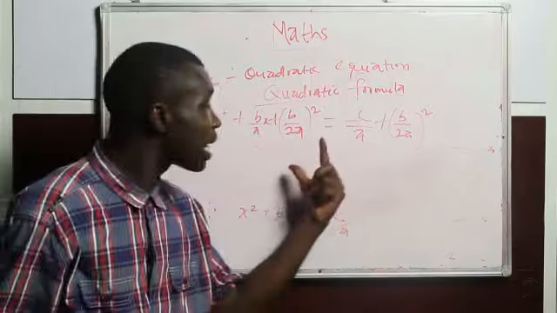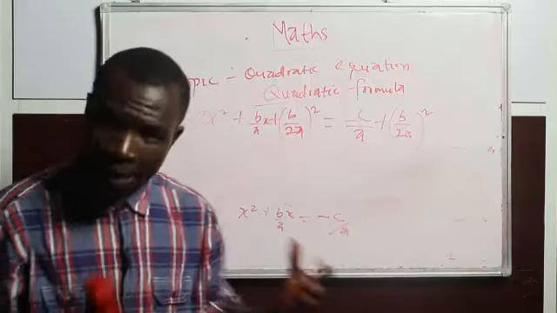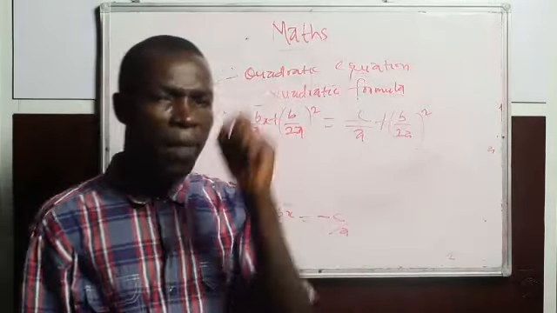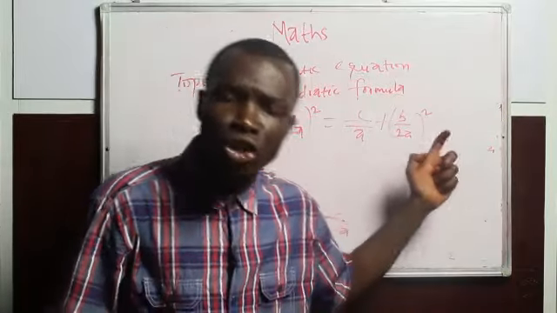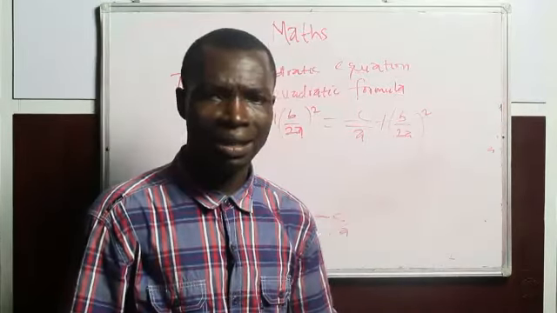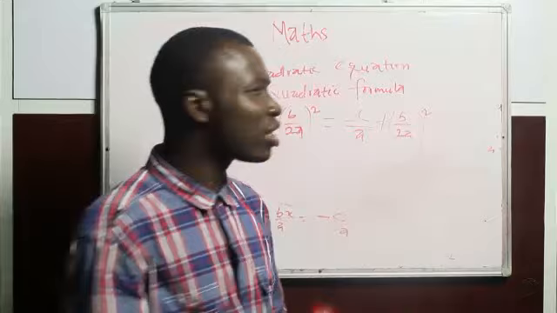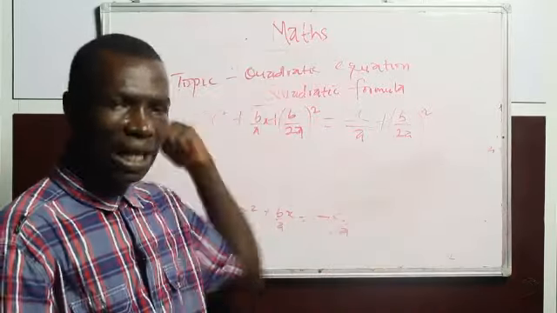We want to make our left hand side a perfect square. Once we make it a perfect square, we add it to our right hand side. Remember where you are sitting, this is your right hand side and this is our left hand side.